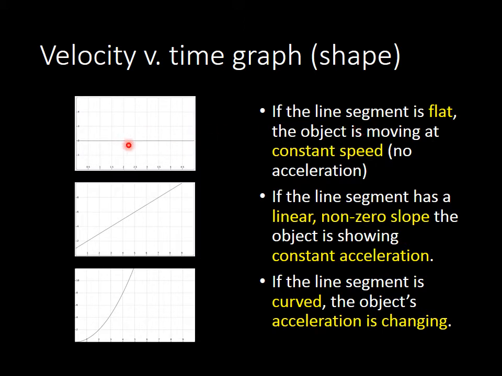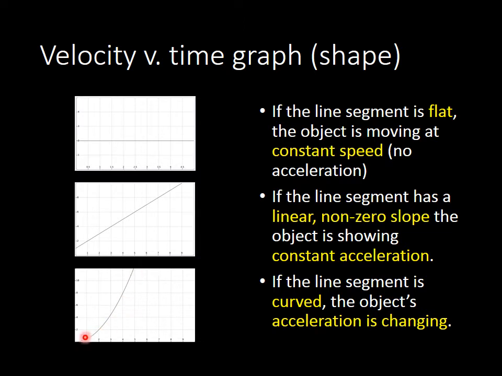So let's figure out what these mean. If the line segment is flat, like in this graph, the object is moving at constant speed. Just means that there is no acceleration. It's going the same speed all the time. If the line segment has this linear non-zero slope in the velocity versus time graph, then the object is showing constant acceleration. And what that means is that it's accelerating, its speed is changing, but it's changing at the same rate over time. So the rate that the speed is changing between seconds 2 and 4 is the same as the rate that it's changing between seconds 4 and 8.